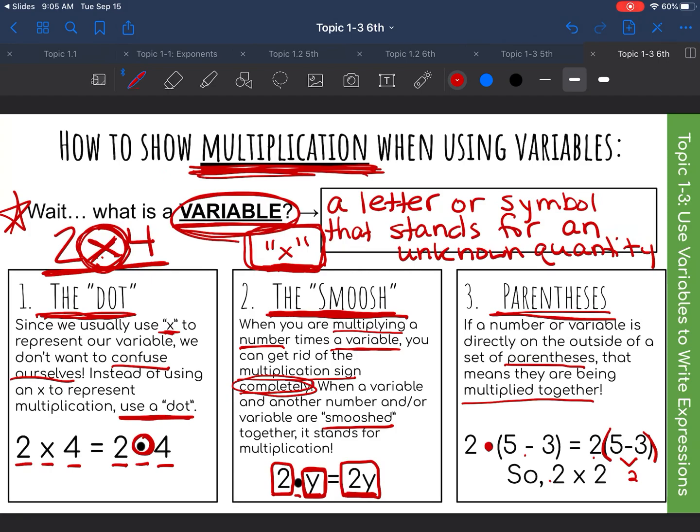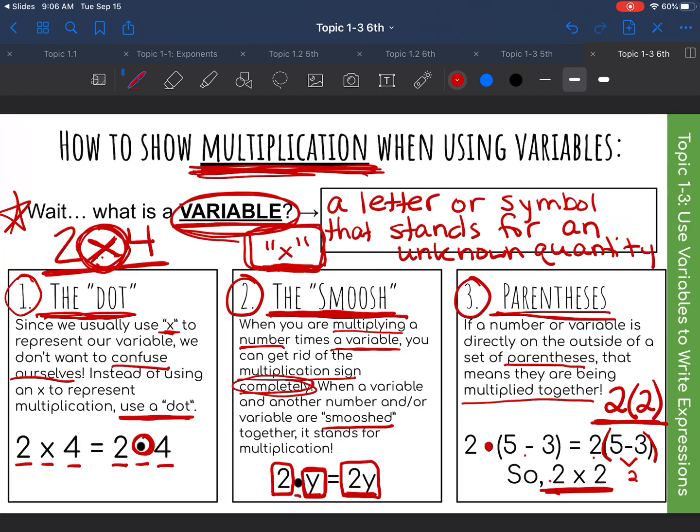Okay. Another way to show that, you can represent it by doing 2 times 2 like that. Another way to show 2 times 2 is just to do 2(2). That stands for the same thing. So all three, we have the dot, the 2 when they're smushed together, and the parentheses. Those are 3 different ways we can represent multiplication instead of using an X. Okay, we're trying to get rid of using an X for multiplication.